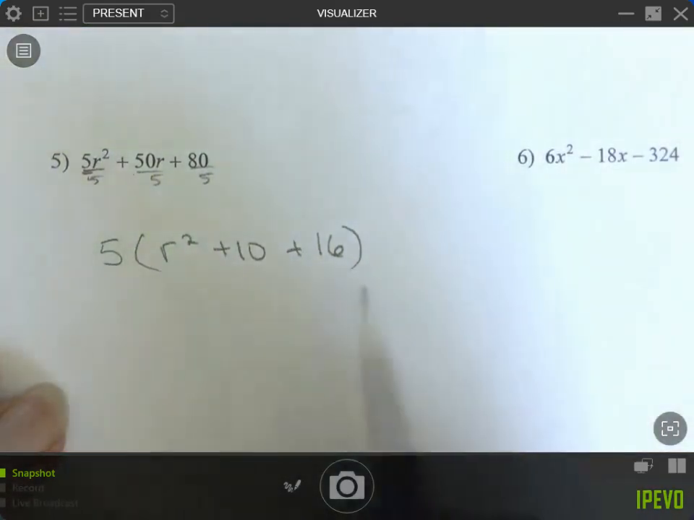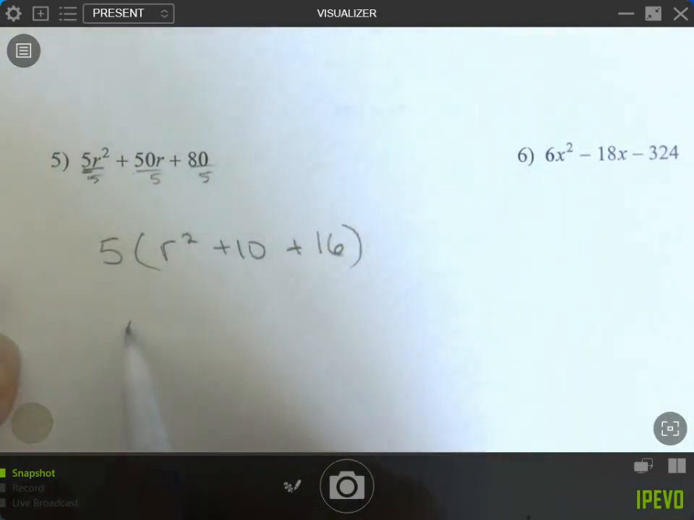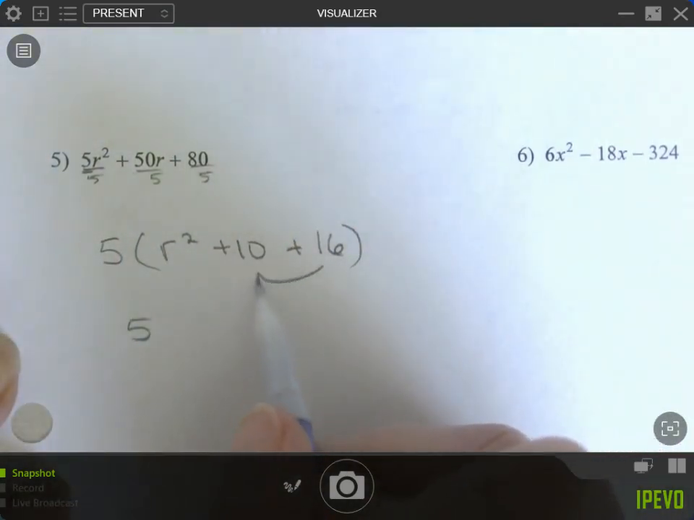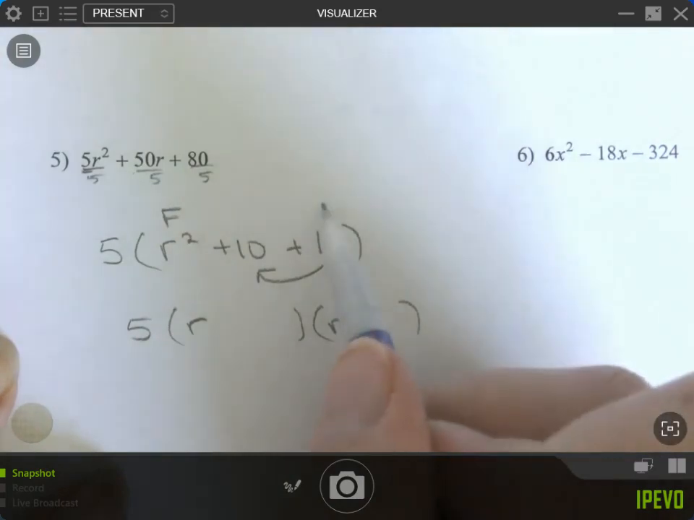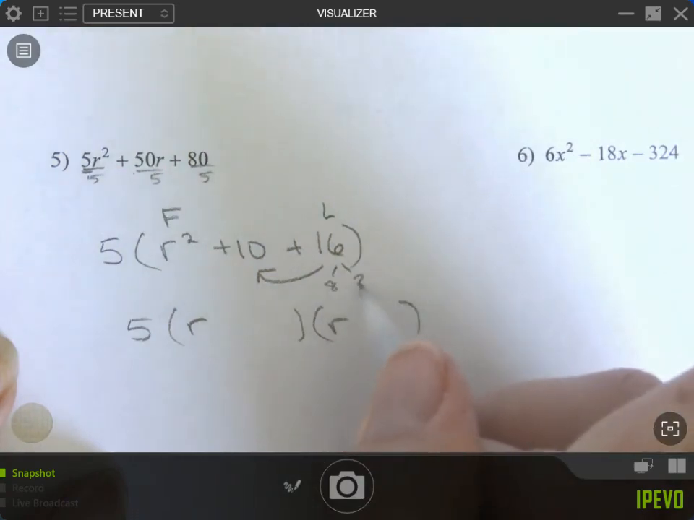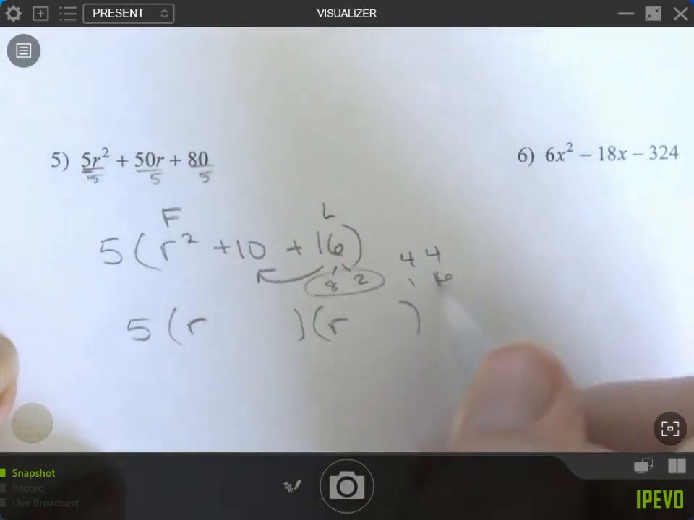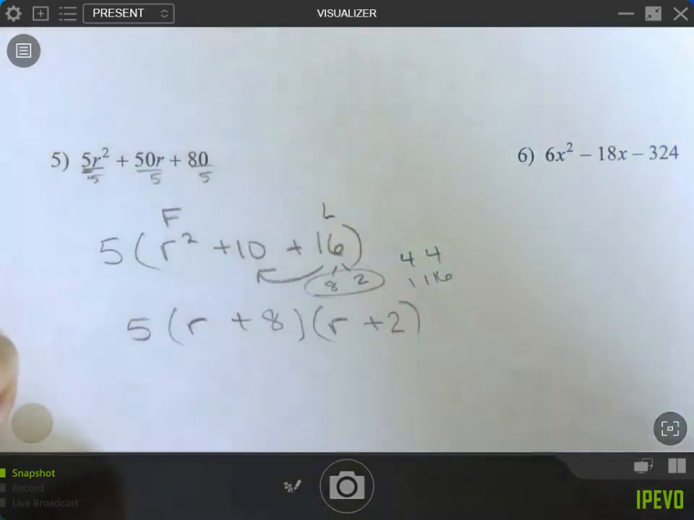So now that I have that, doesn't this problem look like 3 and 4, where I have a 1 out front? So keep your 5, and the factors of 16 will add up to 10. So your first term is r times r. Your last term, what am I going to use for 16? 8 and 2. My other options are 4 and 4 or 1 and 16, but this is what adds up to 10. A positive 8 and a positive 2.